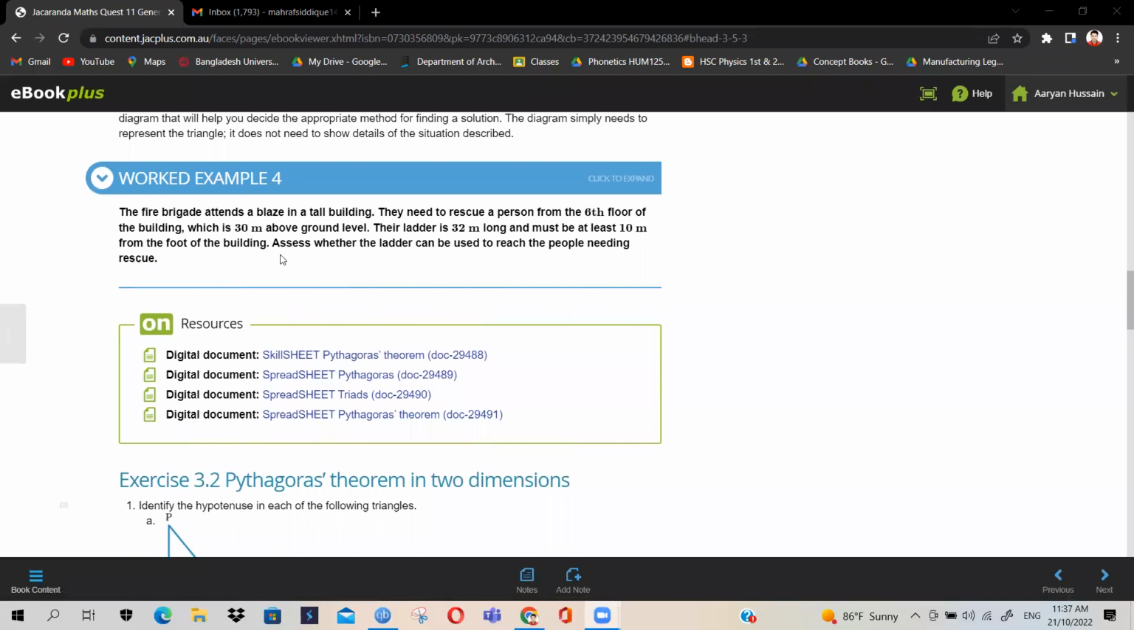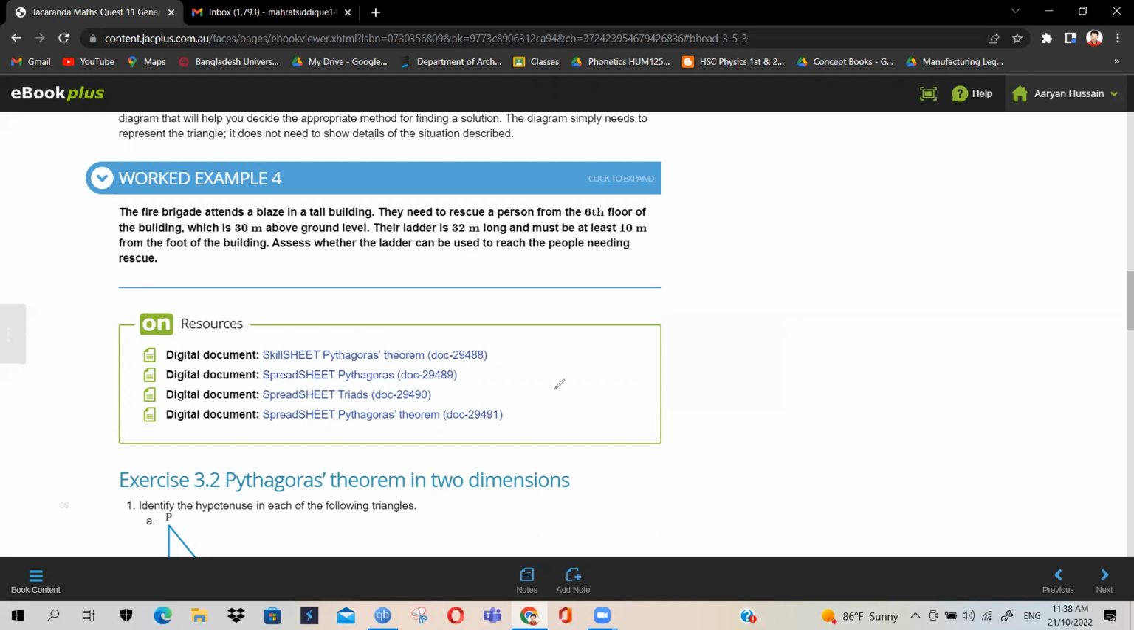The fire brigade attends a blazing tall building. They need to rescue a person from the 6th floor of the building, which is 30 meters above the ground level. The ladder is 32 meters long and must be at least 10 meters from the foot of the building. Assess whether the ladder can be used to reach the people needing rescue.